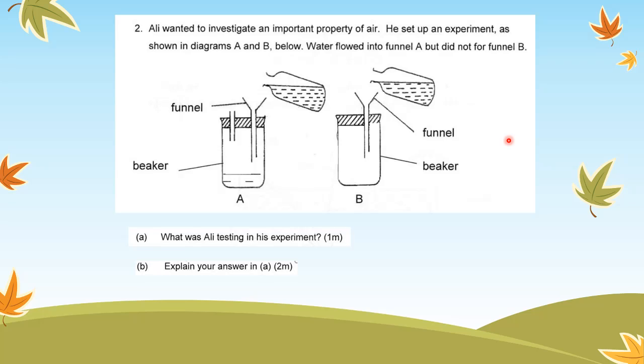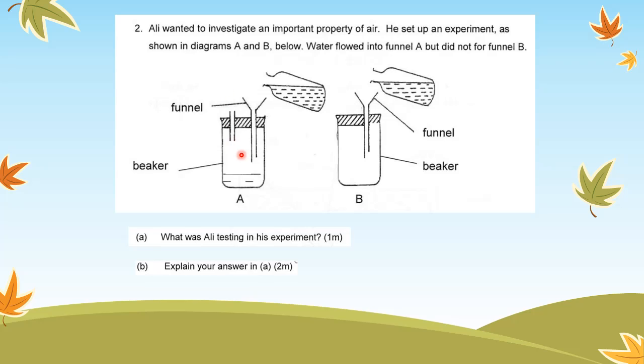Okay? Then now let's take a look at the question. What was Ali testing in the experiment? Now then we take a look at the setup. We have a funnel, we have a beaker. Now we have this little tube here for the air to escape. Then water comes in, the air escapes.